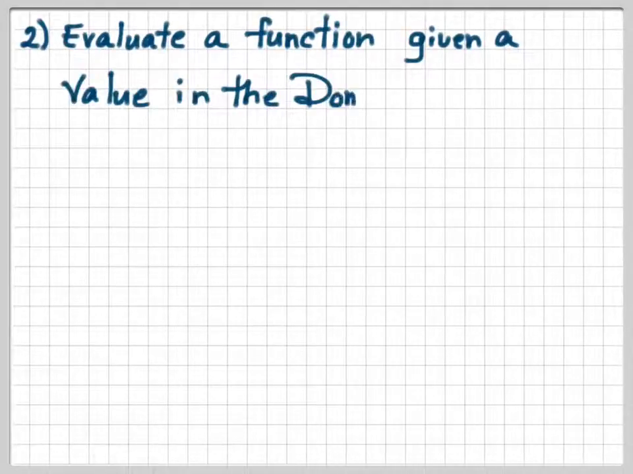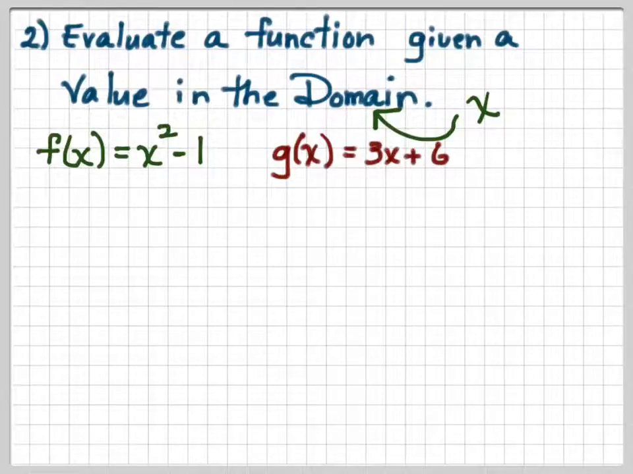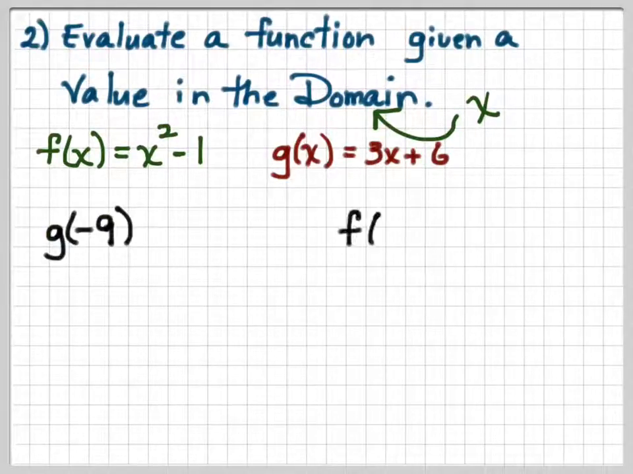Evaluate a function given a value in the domain. Now that's a fancy way of saying I'm going to give you the value of x and you plug it in and find the value of y, or f of x. Remember, domain is x. So I'm going to give you 2 functions written in function notation. f of x is x squared minus 1, and that's not a linear function, but we're just going to use it to plug numbers into. And g of x is 3x plus 6. So I want to find g of negative 9 and f of negative 2.